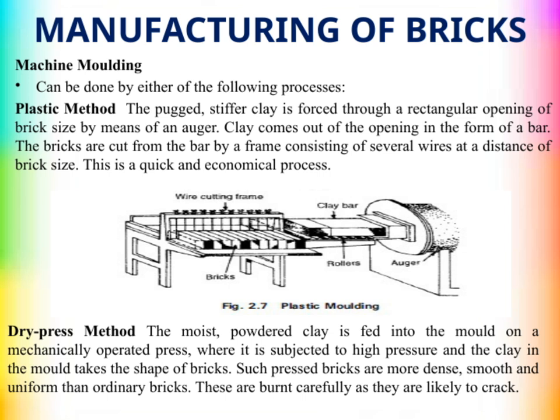Next, we have machine molding, which can be done through two main processes. The first is the plastic method. Here, the pugged, stiffer clay is forced through a rectangular opening that matches the size of a brick using an auger. The clay emerges from this opening as a continuous bar. Then, bricks are cut from this bar by a frame equipped with several wires spaced at brick-sized intervals. This method is both quick and economical, making it very suitable for mass production.